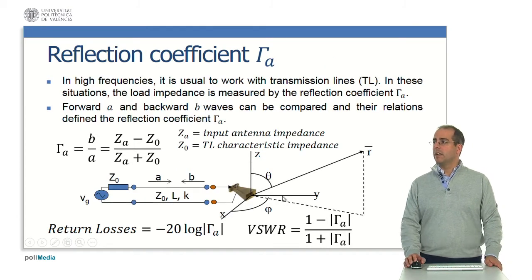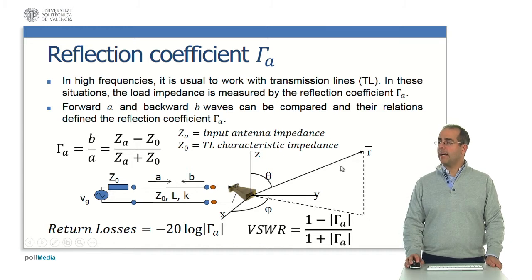Another parameter which is related with the antenna impedance is the reflection coefficient. In high frequencies, it is usual to work with transmission lines. In this situation, the load impedance is measured by the reflection coefficient. For example, here. The reflection coefficient is the ratio between the backward waves and the forward waves. Also, the reflection coefficient depends on the input impedance of the antenna and of the transmission line characteristic impedance that we have here.